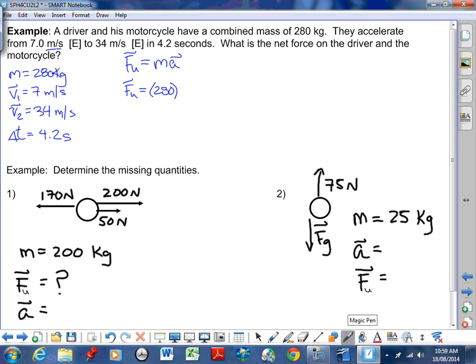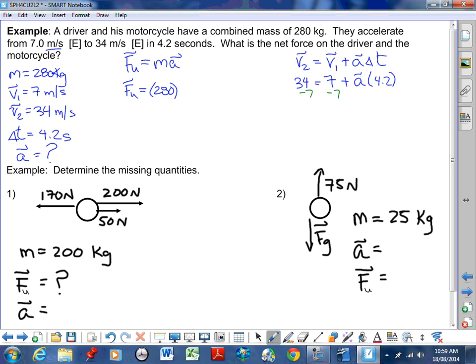Well, this information comes from our kinematics from our last unit. So we're going to have to go back, use cheat sheet number 1 from the first unit, and find a formula that uses those values and gives us A, because we really want to know our acceleration. So we find that V2 equals V1 plus A delta T. A bit of a blast from the past here. 34 equals 7 plus A times 4.2.